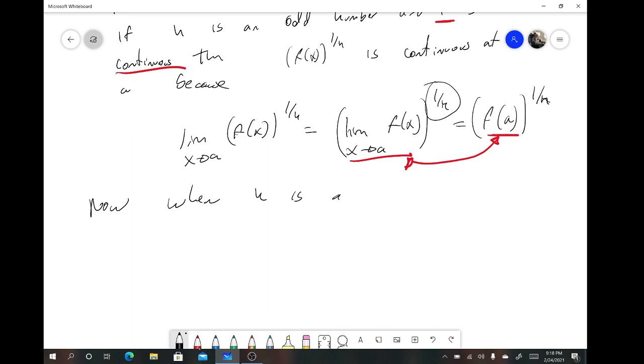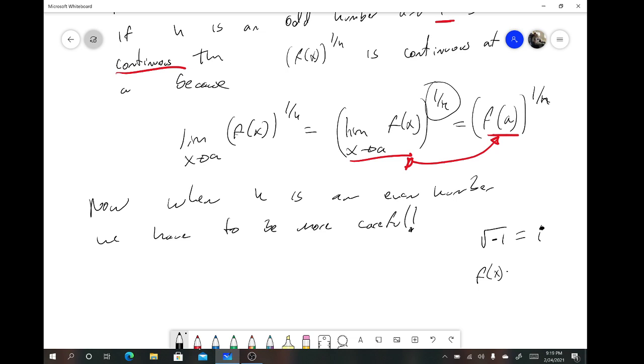When n is an even number, we have to be more careful. And the reason for that is, remember that the square root of -1 is an imaginary number. And in this class, we are not dealing with imaginary numbers, so the domain of f of x equals square root of x in this class is x being greater than or equal to 0.